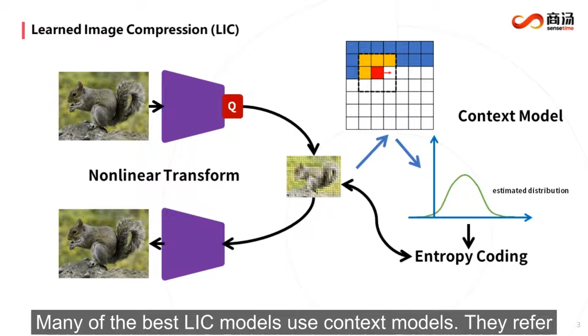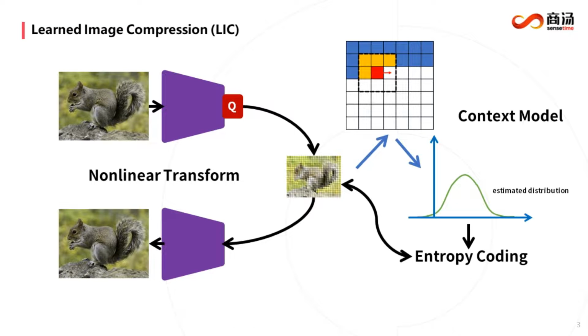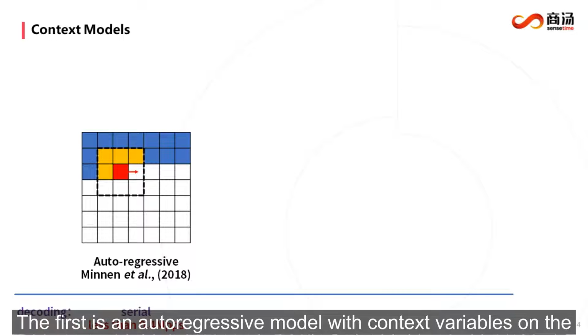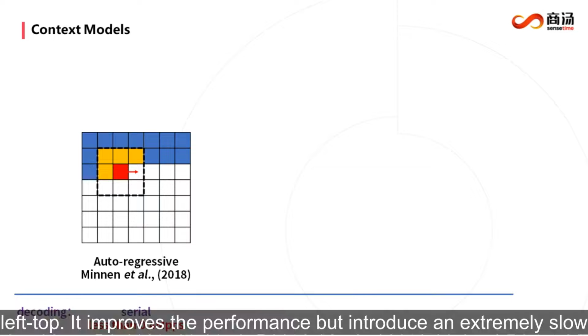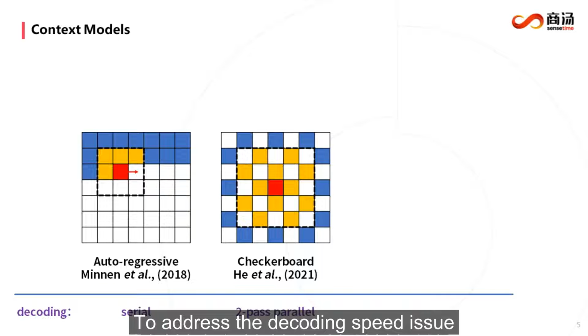Many of the best LIC methods use context models. They refer to context to predict the coding features and save bit rates. Existing context models can be divided into three types. The first is an autoregressive model with context variables on the left top. It improves the performance, but introduces an extremely slow serial decoding. To address the decoding speed issue, a checkerboard model is proposed. By using a two-pass parallel decoding, the efficiency is significantly improved.